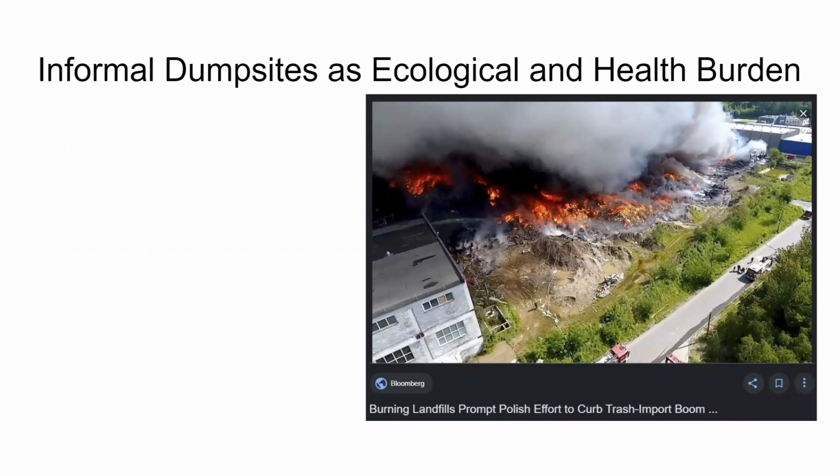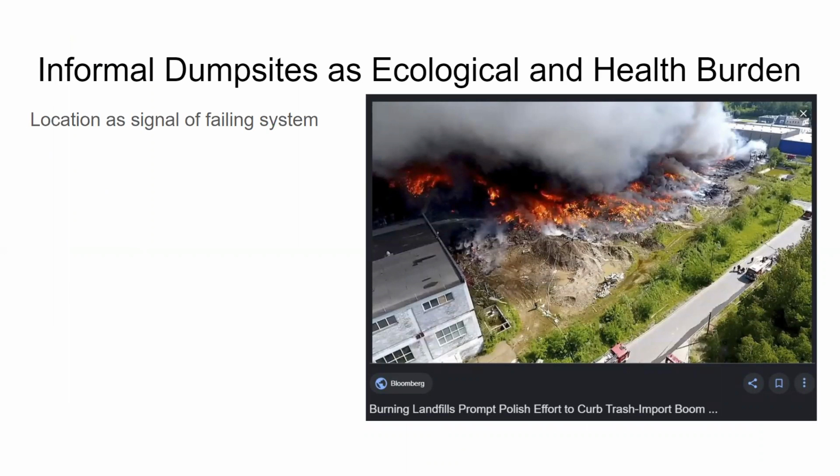This leads to a vicious cycle where informal dump sites are an ecological and health problem. These informal dump sites represent a signal of a failing system. As you can see here on the right, an informal dump site is being burned in the absence of a better alternative to handle the solid waste.